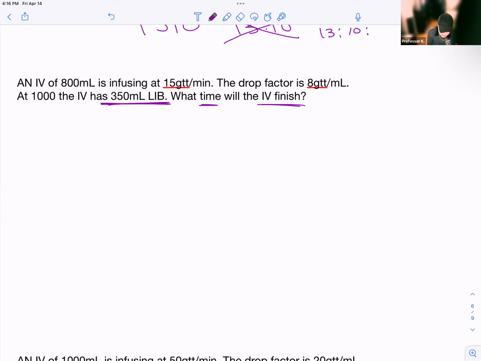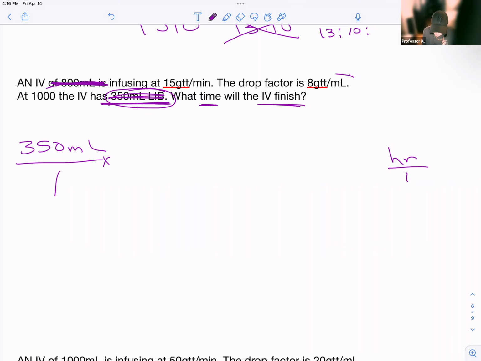So I need to start with what's left in the bag, 350 milliliters. I don't care what they started with. I use my 350. I'm solving for hour. So how do I get rid of milliliters? I look at all my options in my problem, and the only thing with milliliters in it is 8 drops per milliliter. So I'm going to use it, and that eliminates milliliter.